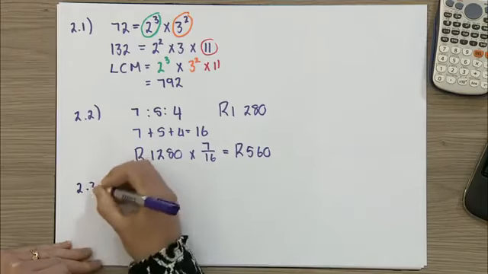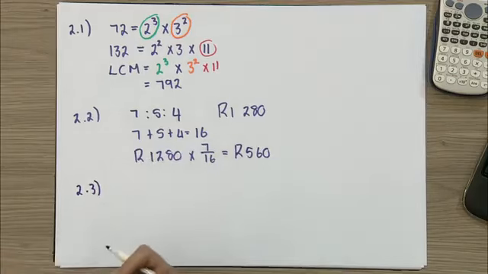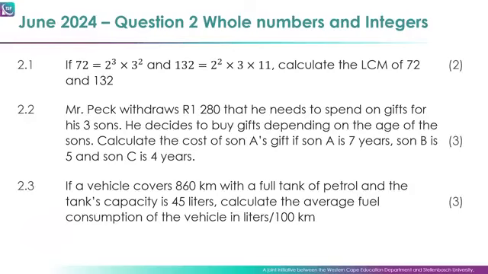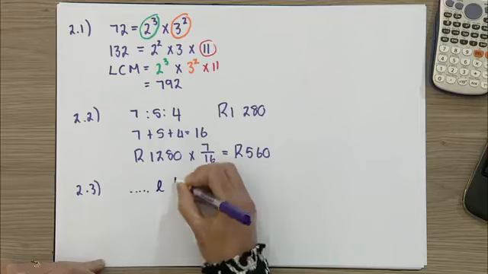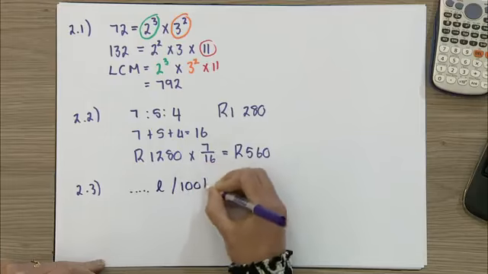Question 2.3. A vehicle covers 860 kilometers with a full tank of petrol, and the tank's capacity is 45 liters. That means how much petrol can be filled into the tank. Calculate the average fuel consumption of the vehicle in liters per 100 kilometers. So this is a rate sum. So they want to know how many liters I use for 100 kilometers.